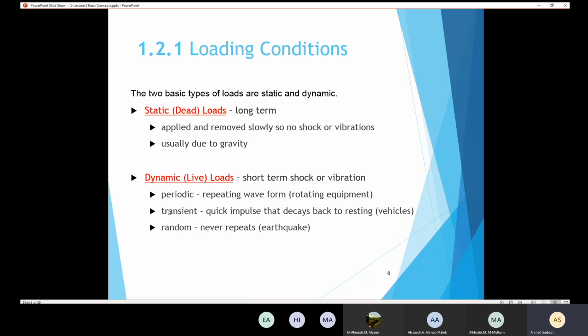And the last type is the random dynamic load. That type of load is not going to repeat itself, like an earthquake is going to hit a certain town only once. That type of dynamic load is not going to repeat itself. Okay, so we have periodic, like rotating machines, which repeat again and again. And I have the transient, which causes a quick impulse and then decays back to resting. And we have the random, which is not going to repeat itself.